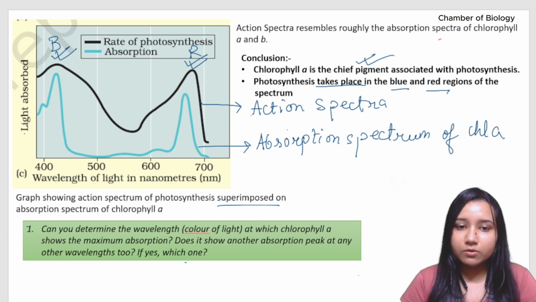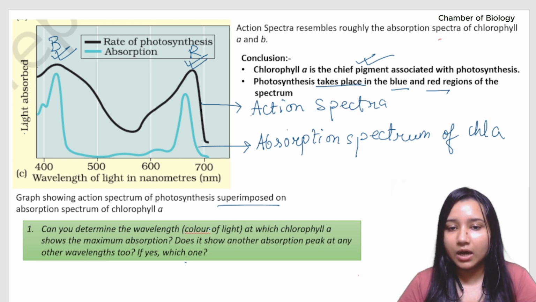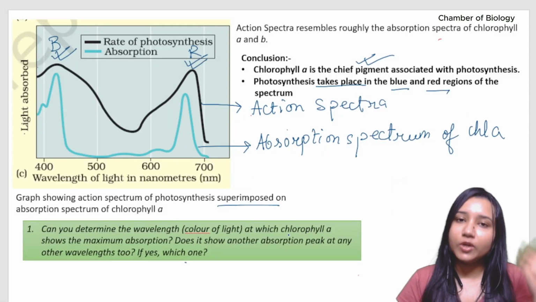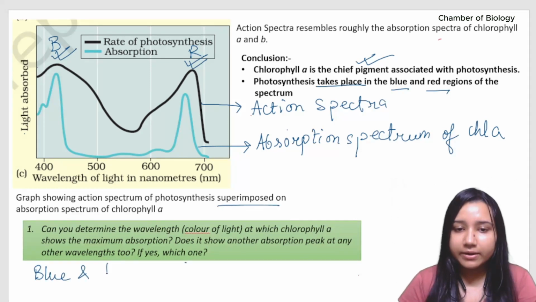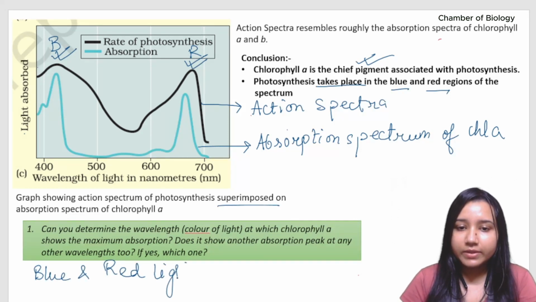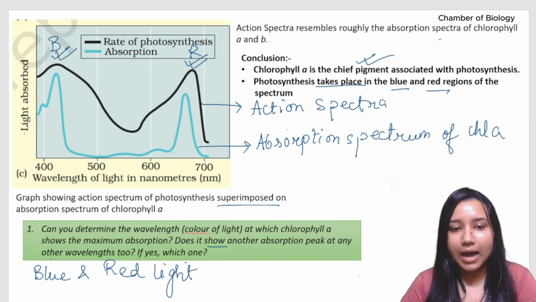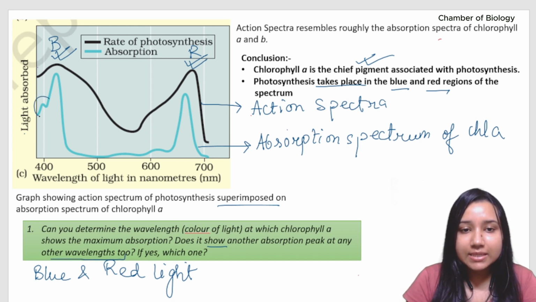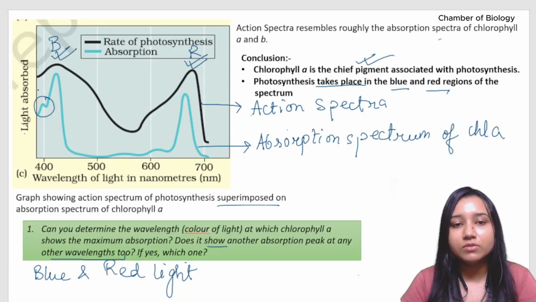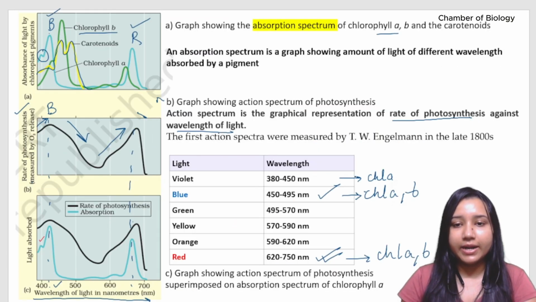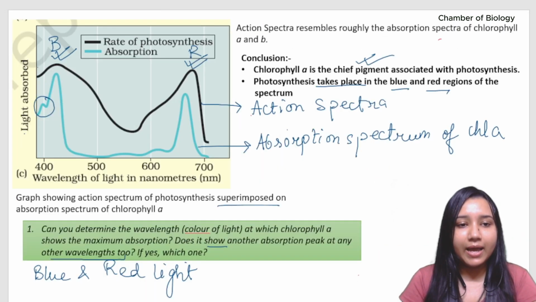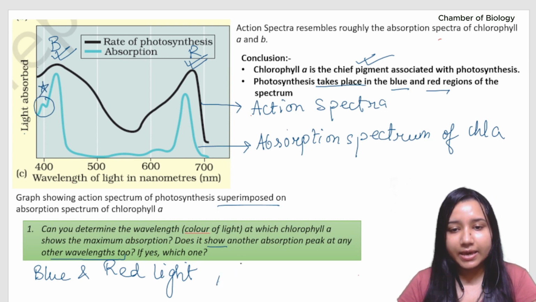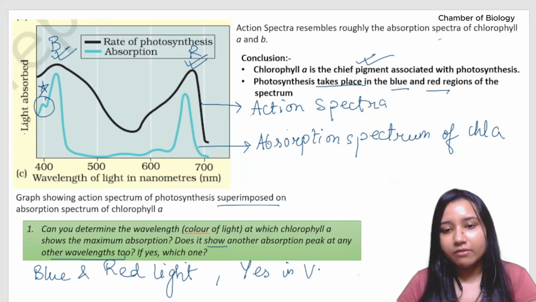Now here the question is, can you determine the wavelength of light at which chlorophyll A is showing maximum absorption? Of course, it is the blue and red light, right? We can tell. But the next question is, does it show another absorption peak at other wavelengths too? Yes, we can see that at this wavelength, around the violet color, chlorophyll A also showed a little peak, right? It is showing a little peak. So as it is showing a little peak, we can say yes, in violet light.